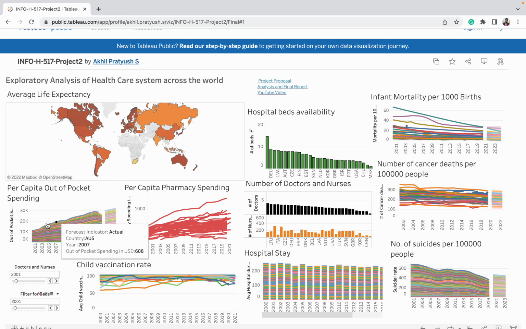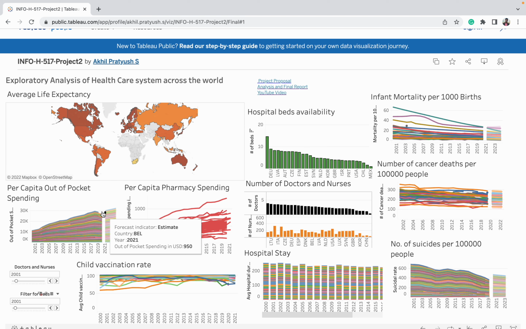As you can see in the trend, per capita out-of-pocket spending is steadily increasing till 2019, and then there is a drop in spending. The main reason for that is that in 2019 we had COVID, and due to that governments started providing more relief funds so that out-of-pocket spending got reduced. So this is the reason we identified for this downtrend.